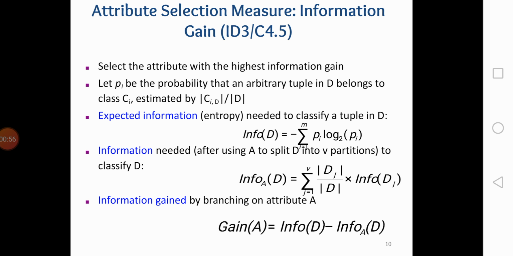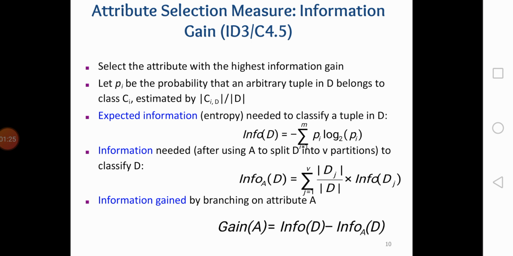As I told, the attribute selection measure is a heuristic for selecting the splitting criterion that best separates a given data partition. Here a heuristic is nothing but self-discovering things. Without human intervention, it is going to identify things and discover new things. It will choose the best way to separate a given data partition with the help of a splitting criterion.